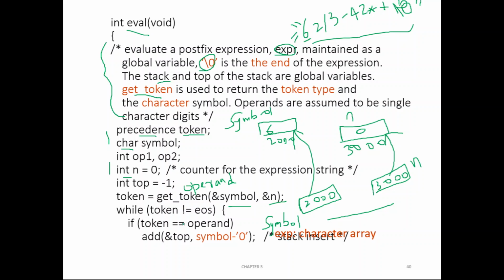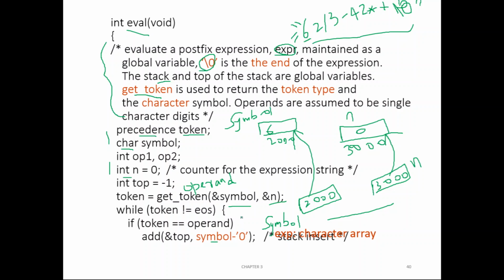But how should it push? It should push as an integer. We should convert this 6 to an integer. But right now we are reading it as a character. See this symbol, what type? It is a character. This expression is also a string. So how could you convert this to an integer? For that we are doing this. Symbol minus '0', character 0.